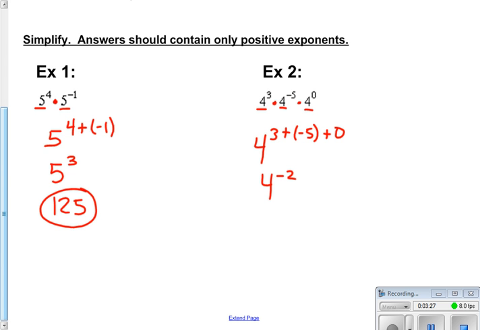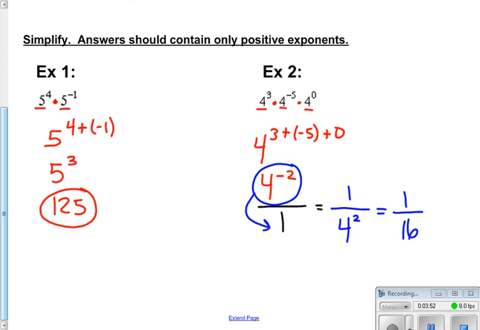In order to do that, to get rid of negative exponent, we make this a fraction. Once we make it a fraction, we move what the negative exponent is, and the negative exponent is right here, 4 to the negative second. Move that to the bottom, we wind up with 4 to the second over 1. Still wouldn't be completed because we can simplify this a little bit further, and we get 1 over 4 to the second, which is 16.